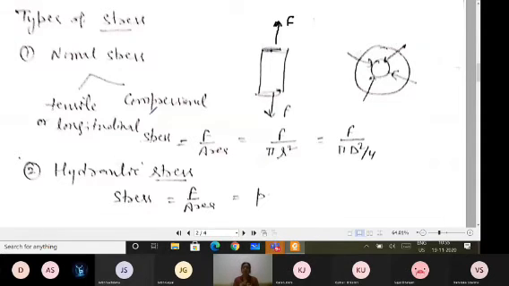While if you apply the force normally, but in the opposite direction, it means this is the wire with me and I am applying the force this direction, then I am compressing the wire. It means I am decreasing the length of the wire. Then this normal stress, I call it as the compressional stress. So if I am increasing the length, that is simply tensile or longitudinal stress. If I am decreasing the length by applying the normal stress, that is your compressional stress.